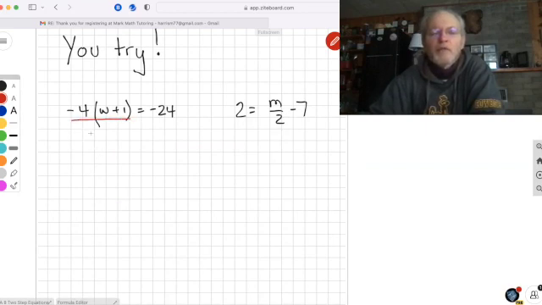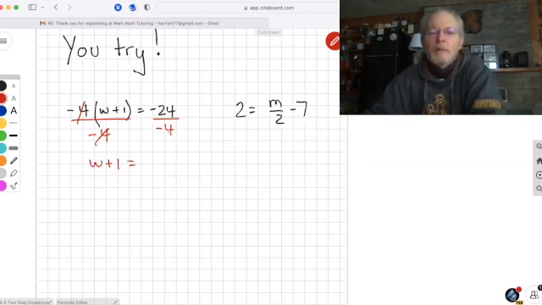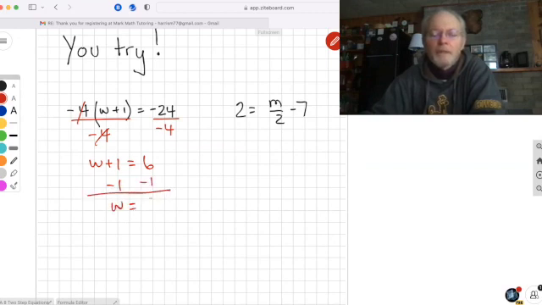I'm going to divide both sides. Since this is being multiplied by negative 4, I'm just going to divide by negative 4 on both sides. Negative 4 divided by negative 4 is 1. We're left with w plus 1. Negative 24 divided by negative 4 is positive 6. And then we do the last step, undo plus 1 with minus 1. And w is equal to 5 is our solution.